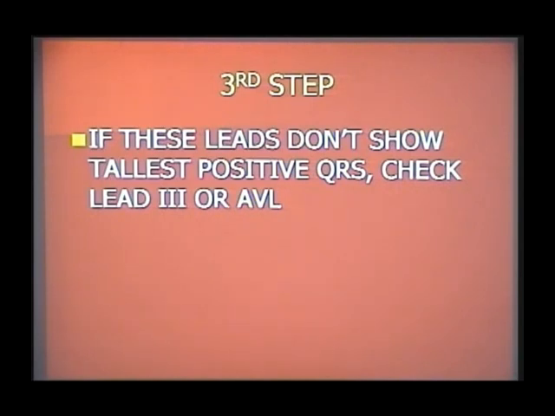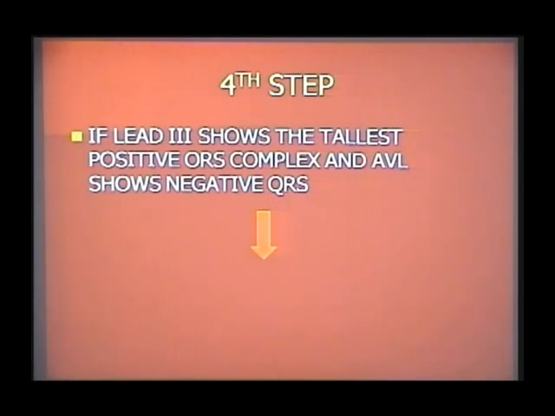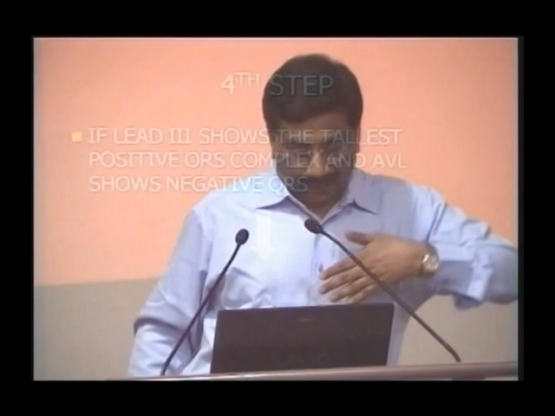Unfortunately, if these 3 leads do not show the tallest positive QRS complex, then 2 leads I have to look at, isn't it? L3 and AVL. In the first scenario, my L3 shows the tallest positive QRS complex. My impulse is coming towards which side? What axis deviation? Right axis deviation.